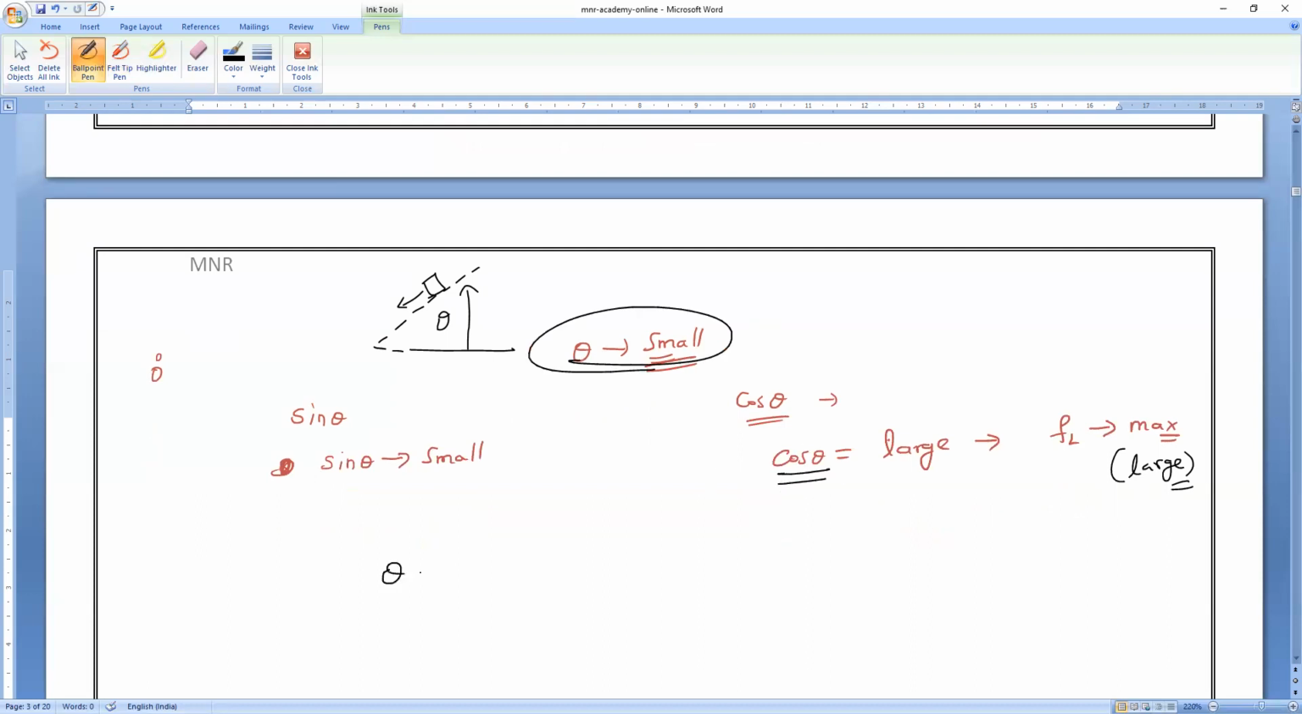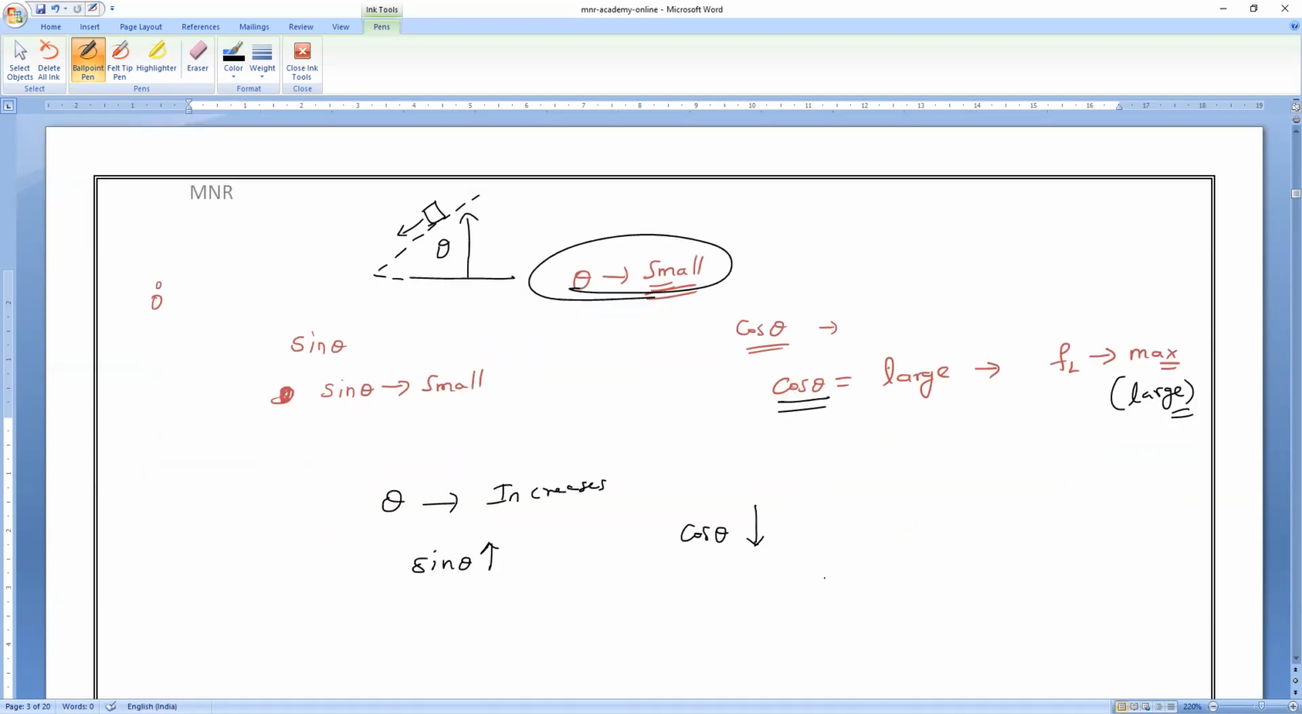If theta keeps on increasing, what will happen? Sin theta will increase, but cos theta will decrease. You understand? At a particular point, observe very carefully, it is just about to slide. It is not sliding; it is about to slip or about to slide.